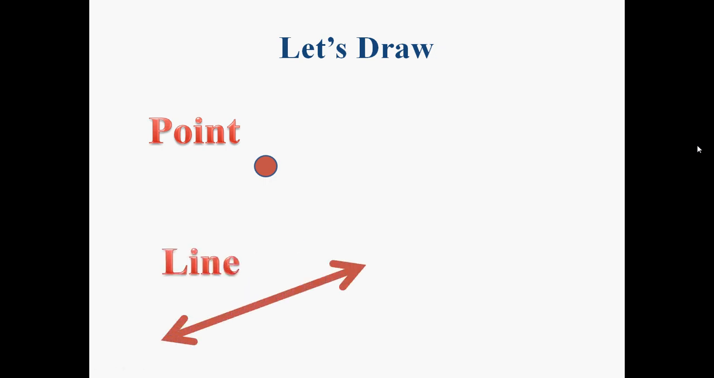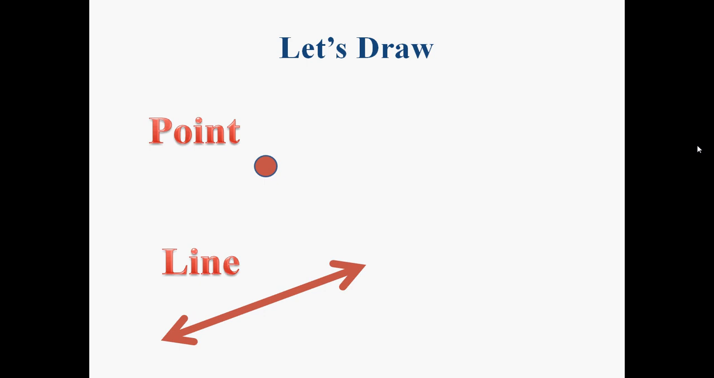So let's try drawing them. If I ask you to draw a point, that's pretty easy. You just put a dot on the page. We would label it with a letter or a number, but in some way to identify that particular location. We draw a line, a straight line with arrows on each end, to signify that it goes on forever in both directions.